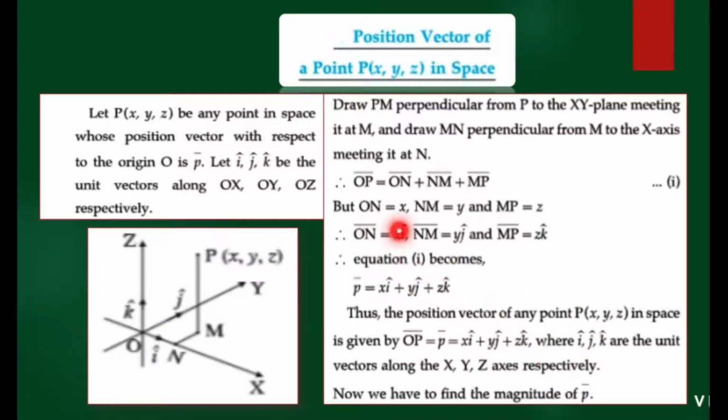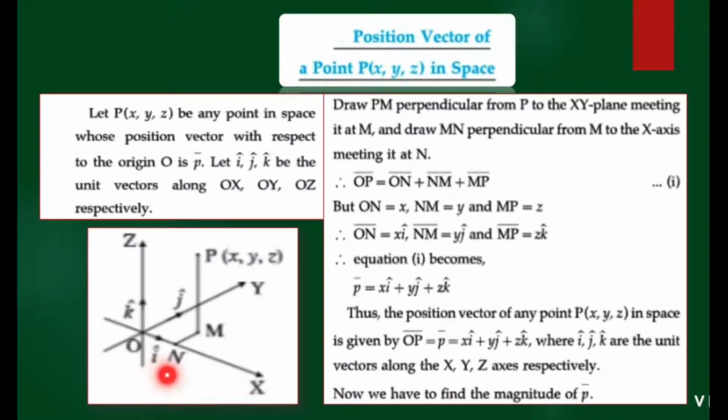So we write here ON equals x, NM equals y, and MP equals z. Therefore, these are the Cartesian coordinates. We have to find its vector form. So the unit vector along the x-axis is i cap, and N is at a distance x and lies on the x-axis, so its y and z coordinates must be 0.